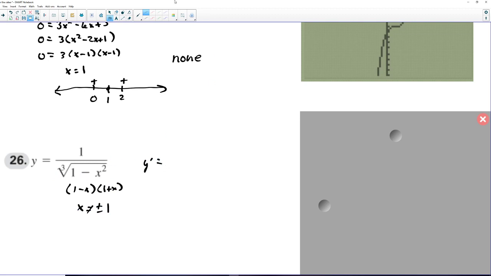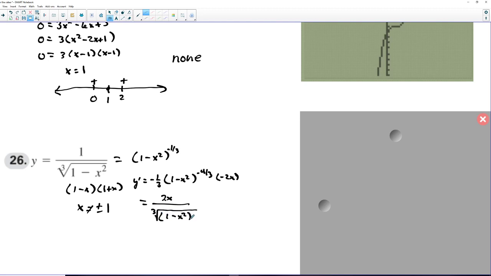Well, first of all, let's change this to make the derivative a little easier. We're going to change this to 1 minus x squared to the negative 1/3. Now y prime is negative 1/3 times 1 minus x squared to the negative 4/3, and then times negative 2x, the derivative of the inside. Now negative times a negative is a positive, so we get 2x over the third root of 1 minus x squared to the 4th power.